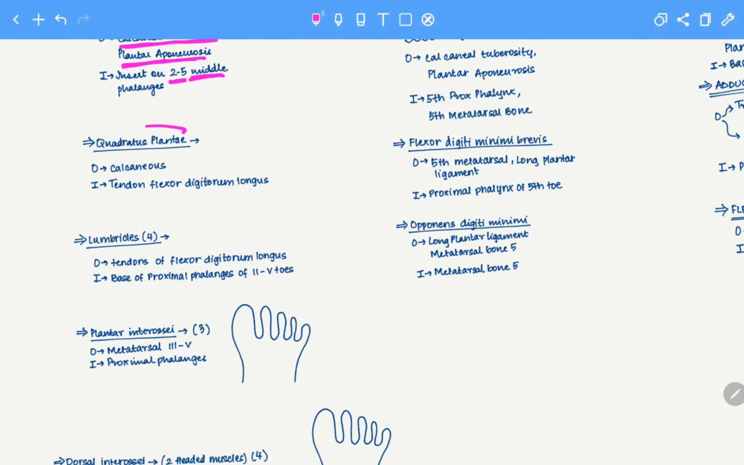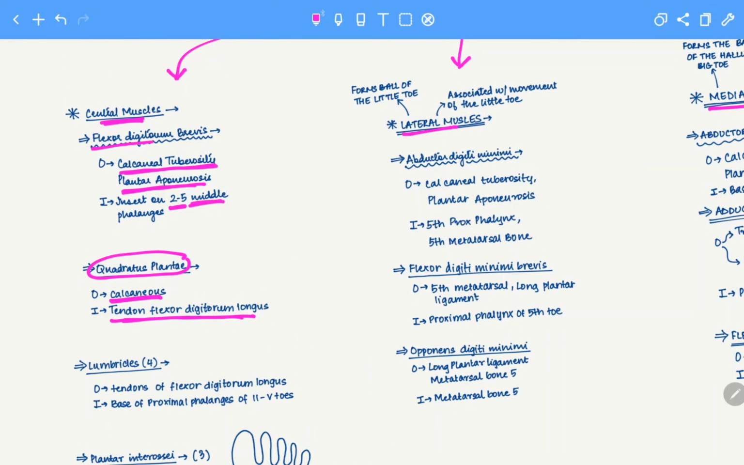Next, we have the quadratus plantae. Quadratus plantae, as the name suggests, is a quadrilateral shaped muscle. It originates on the calcaneus and it inserts on the tendon of the flexor digitorum longus. Here we were talking about the flexor digitorum brevis, but now we are talking about the flexor digitorum longus. Longus is a leg muscle, while brevis is a foot muscle. So this inserts on the tendon of the flexor digitorum longus.